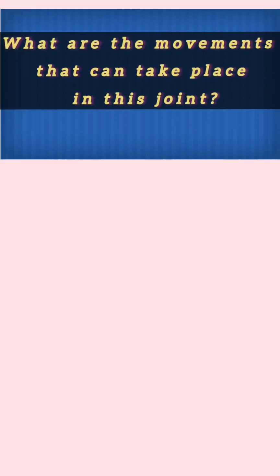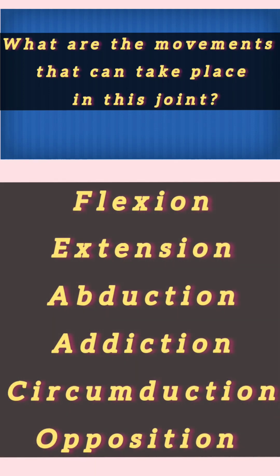Next question is, what are the movements that can take place in this joint? There are many movements that can take place. These are flexion, extension, abduction, adduction, circumduction, which means the sequential movements of all the above four movements, and also the last one is the opposition movement.